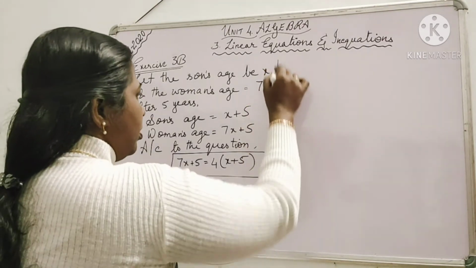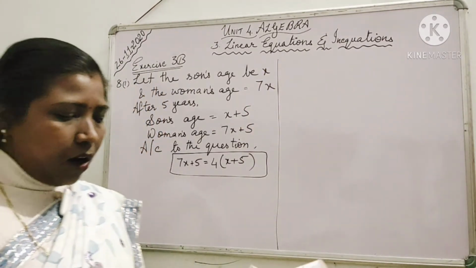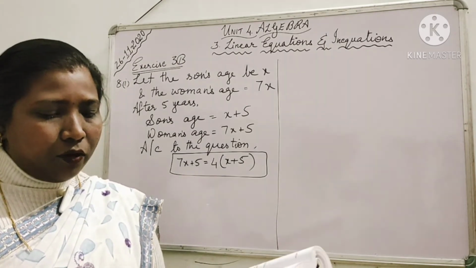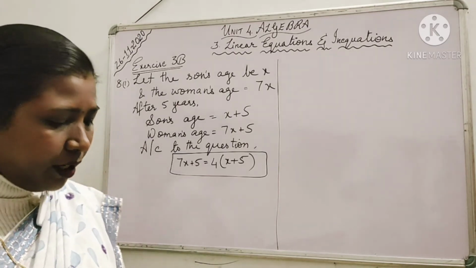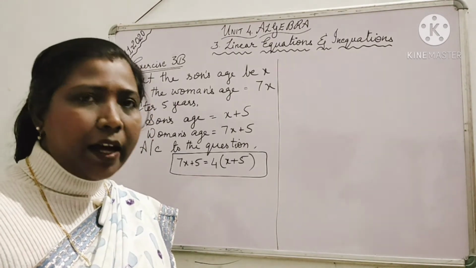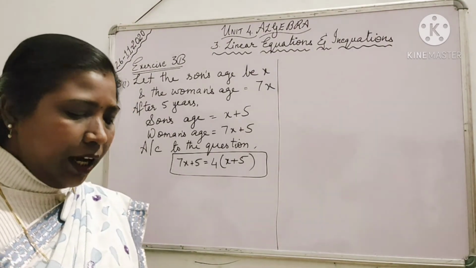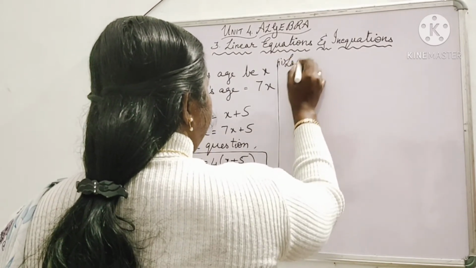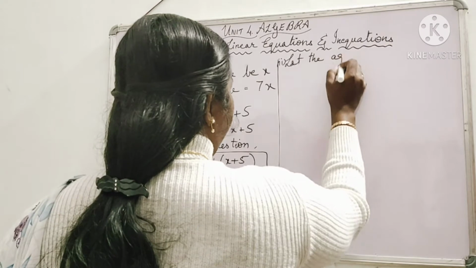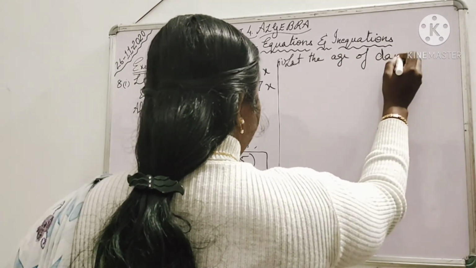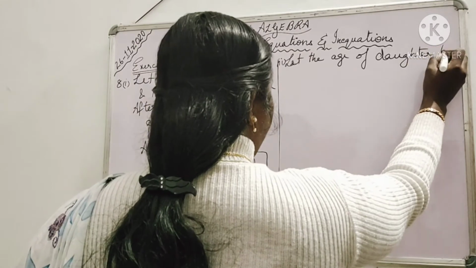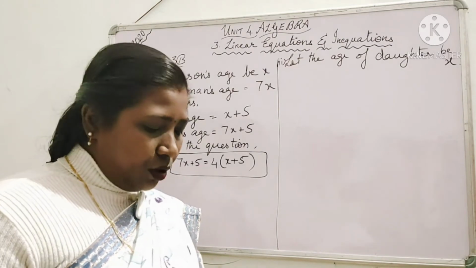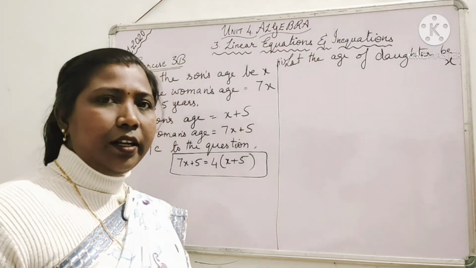Now we proceed to the second part, that is a woman's son is 2 years older than her daughter. First I will take it as x. Let the age of daughter be x. Then she is having a son also. Son is 2 years older than her daughter.